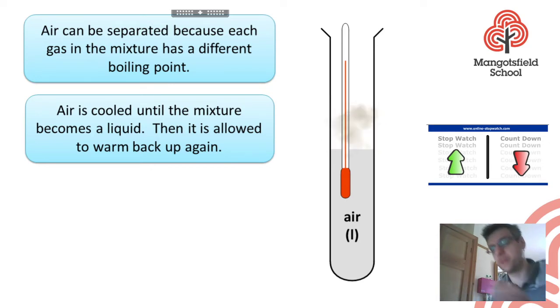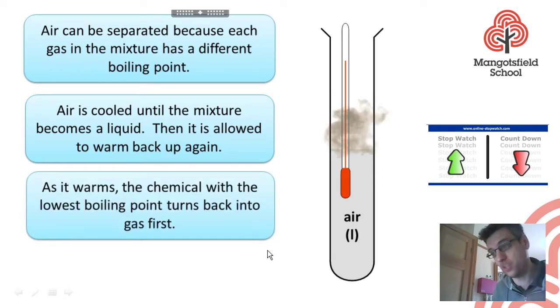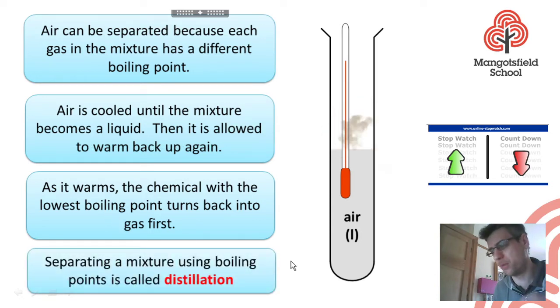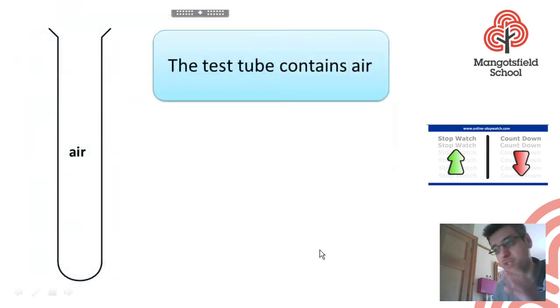So just to repeat, we take air, cool it down to minus 200. The air turns to liquid, right? Now the mixture is allowed to warm back up again. As it warms back up again, the chemicals turn back into gas. Nitrogen first, then oxygen. And that's because they have slightly different boiling points. Now nitrogen boils first because it's got a slightly lower boiling point. Now this technique is called distillation. I'll say that again in just a moment. Let's go through it one more time because this is really difficult.